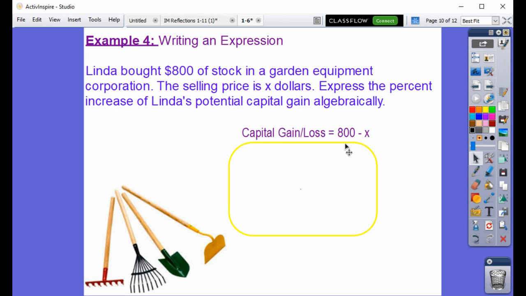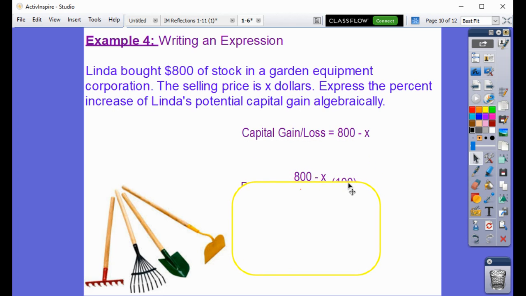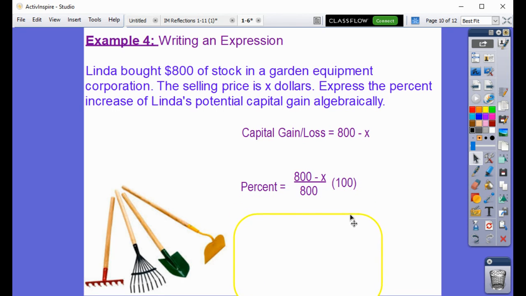It's going to equal 800 minus X because that's the cost of the selling price of the stock. And then we take that number, that 800 minus X, that is again, the loss or gain. We put that over the original amount, which was 800, and then we have to multiply that by 100.